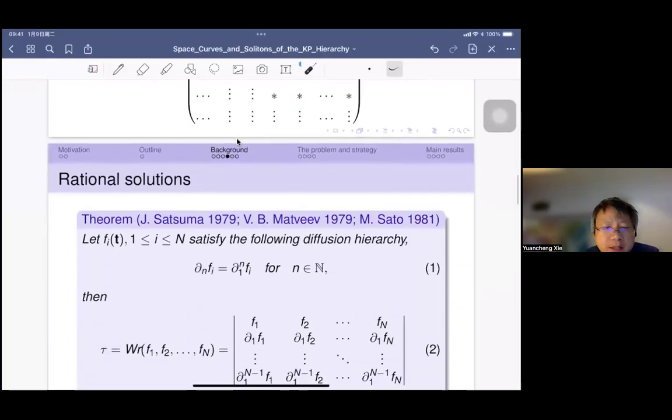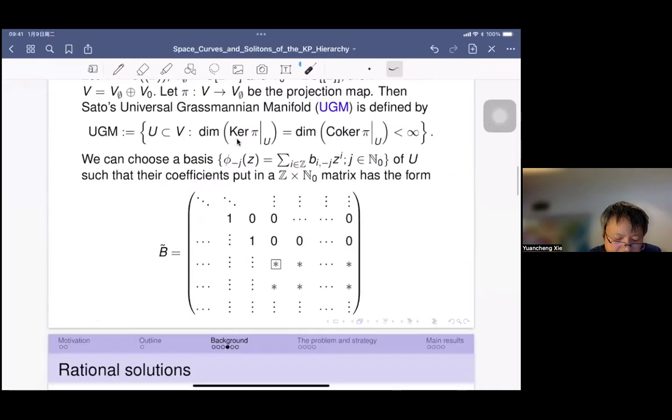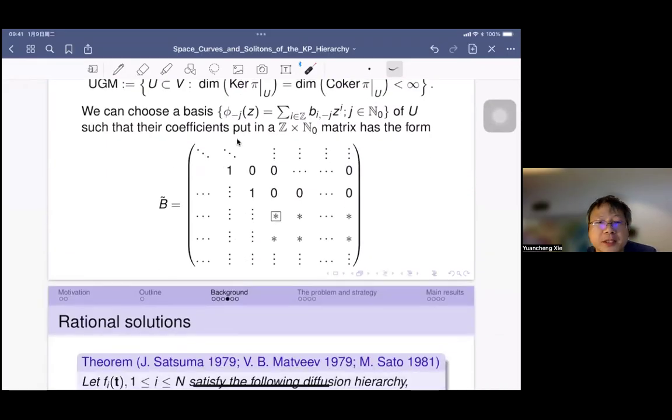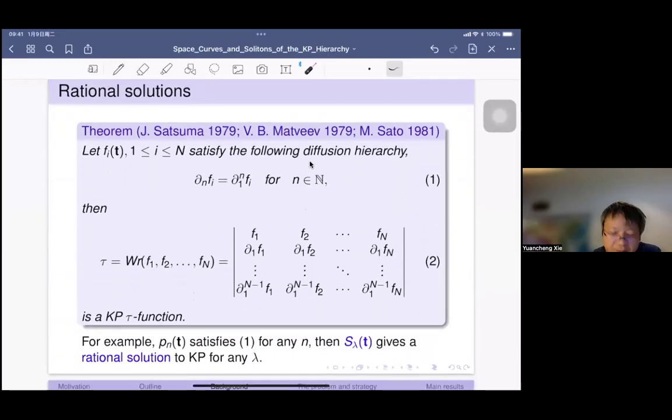Now, this is a very general way to construct solutions for KP, but it's too general for us to make any use of. So now let me give you another way to construct some very concrete solutions for this KP hierarchy.